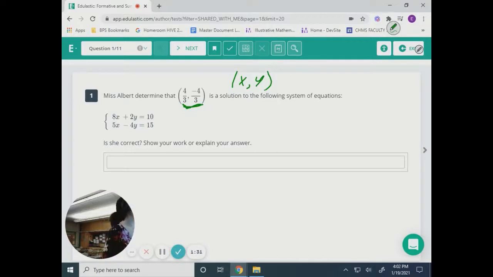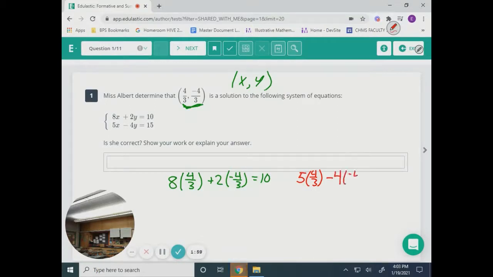So I'm going to take my first equation. I'm going to say 8 times my x value, which is 4/3, plus 2 times negative 4/3, is going to be equal to 10. And then my second one is going to be 5 times 4/3 minus, use the right sign, minus 4 times negative 4/3 is equal to 15.